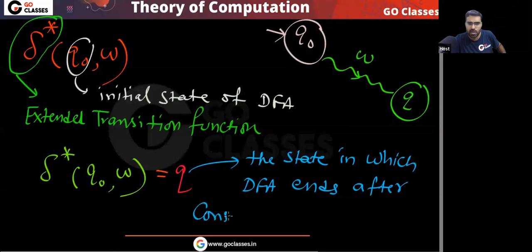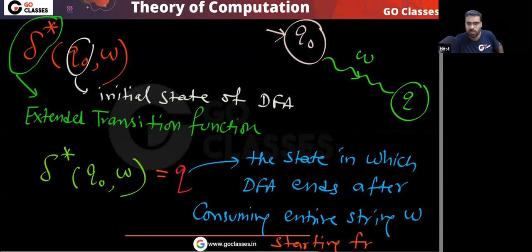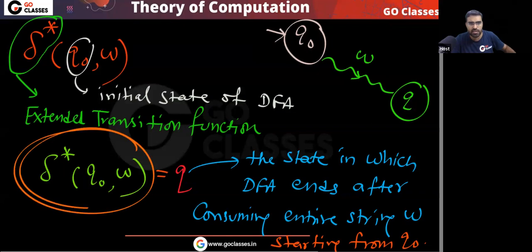After reading the entire string W from the initial state, starting from the initial state. Please tell me, is this clear? Let me know what this means. Is this point clear?